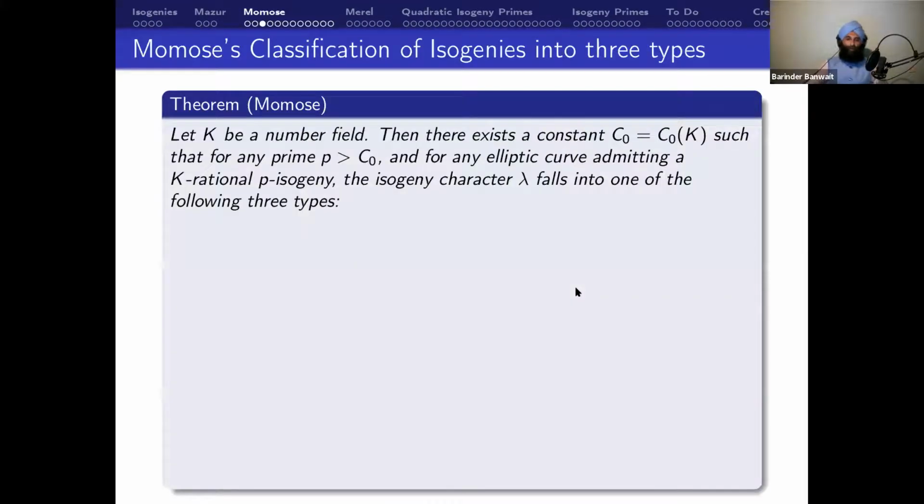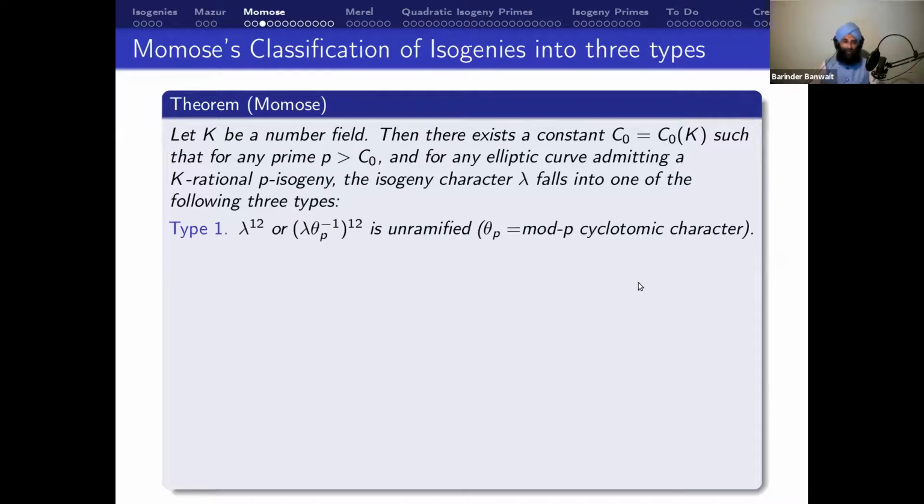So what does Momose prove exactly? If you have a number field K, he proves there is a constant C_0 depending only on K, such that whenever you have a prime p larger than that constant, if you have an elliptic curve with a K-rational p-isogeny, then the isogeny character must fall into one of the following three types. Okay, so that was a bit of a mouthful. It basically is saying eventually you get three kinds of isogenies. Okay, so what are these three types?